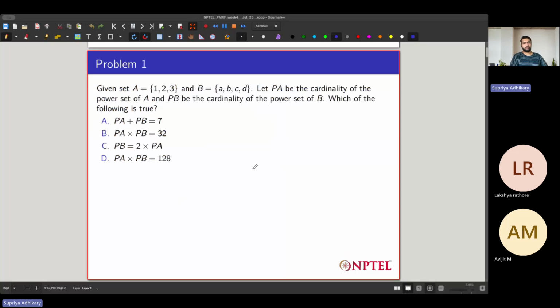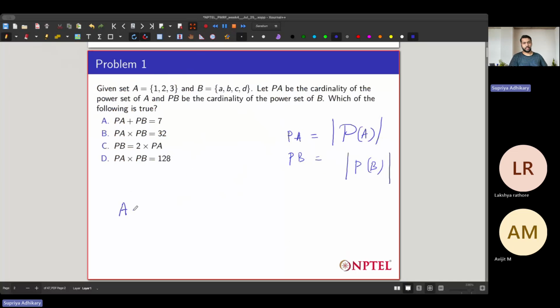So the first problem over here: we have two sets A and B. The set A is given as 1, 2, and 3, and the set B is given as a, b, c, d. PA is the cardinality of the power set of A, and PB is the cardinality of the power set of B. Which of the following is true? First, let's find out what the cardinality of a power set should be.